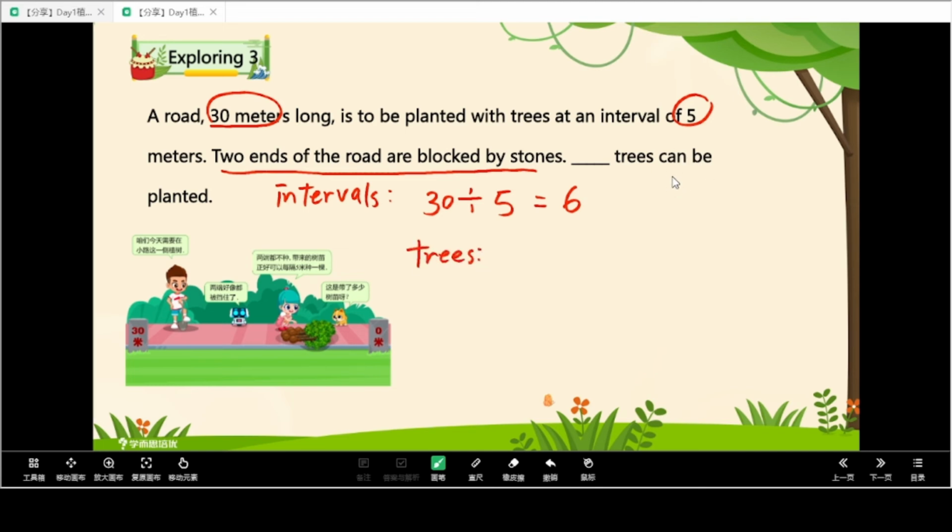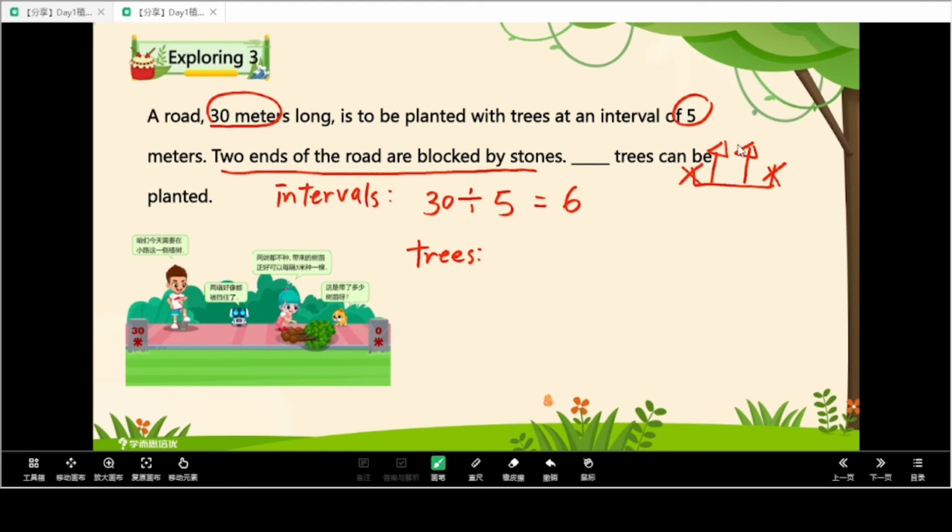So we can draw a simple diagram to help us to determine which question type it is. What did the question say? It said 2 ends of the road are blocked by stones. That means no trees can be planted here. Trees can only be here. So how many intervals? 1, 2, 3. And how many trees? 2 trees. So that means the number of intervals is larger than the number of trees.